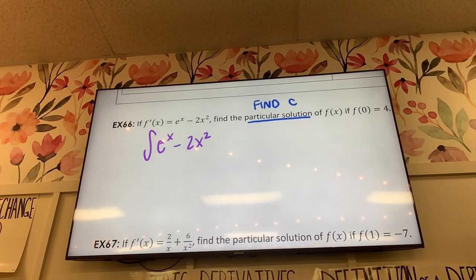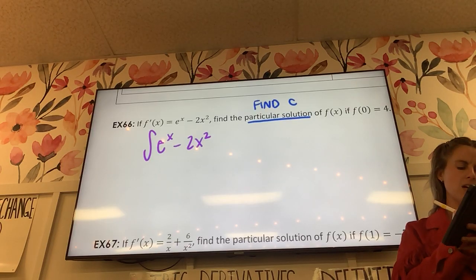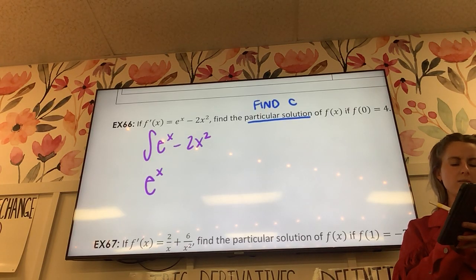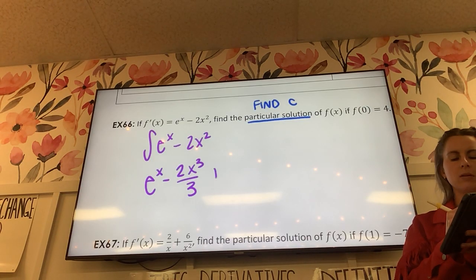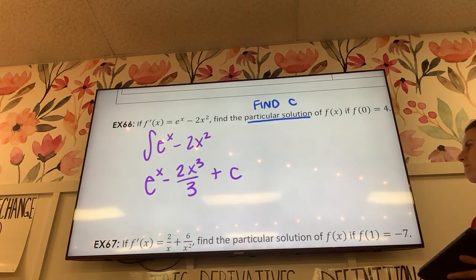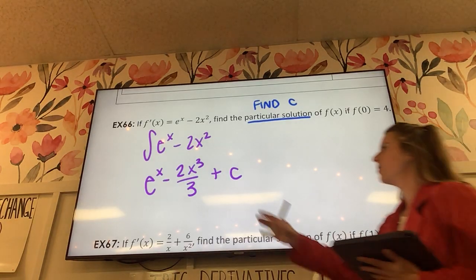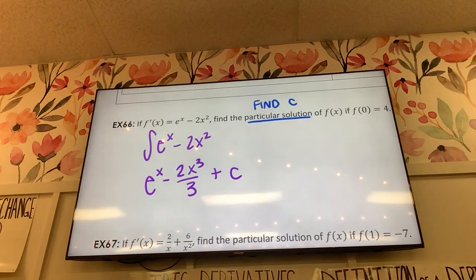What is the integral of e to the x? E to the x. What is the integral of negative 2x squared? Negative 2x cubed over 3. Yep. And then because this one does not have bounds, plus C. So this guy right here is the general form. It's the general form because we don't know what C is. C could be anything.